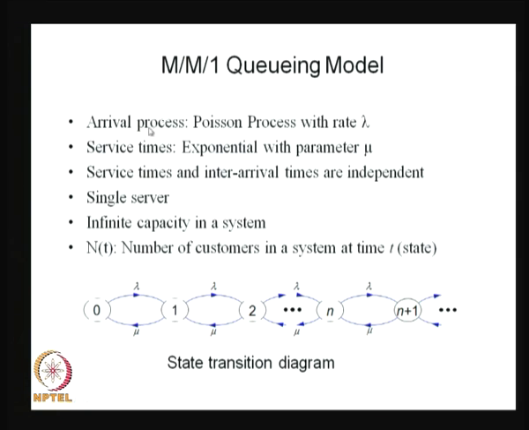The second information, that is service time. Service times are exponentially distributed with the parameter mu, and the service times are independent for each customer, and that is also independent of the arrival process. That means there is no dependency of the arrival pattern on the service pattern. Service times and the inter-arrival times are independent. Then the third information, only one server in the system. That is a queuing system in which only one server, and the fourth information is missing. That means it is the default, it is an infinite capacity model.